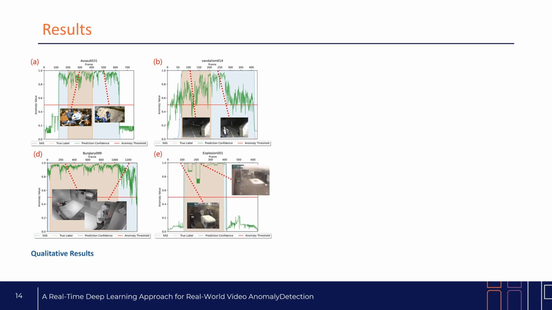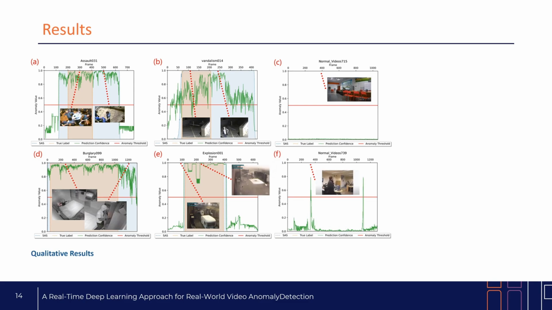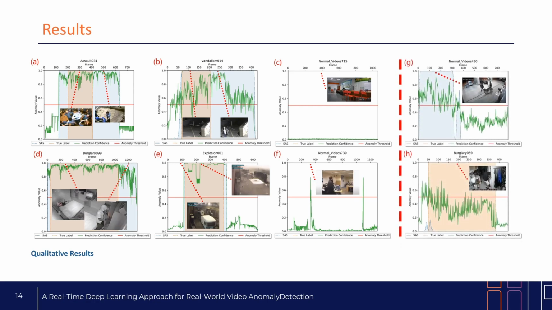E shows a class of anomaly not used during training but correctly detected. C shows the correct response of our method to a normal video, while F shows noise in the classification that is correctly filtered by the sigmoidal anomaly score method. Finally, G and H show a false alarm and a false negative case.